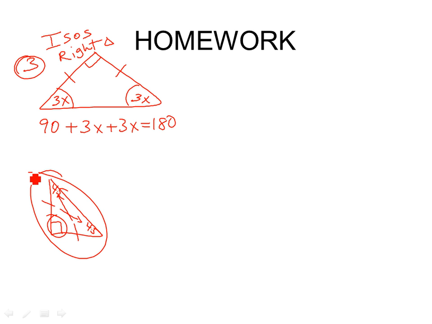What do you know that each of these two angles have to equal? 45. So what could you just set up? 3x equals 45. Divide by 3. What's x equal then? 15. Now, if that didn't make any sense to you, could you solve this equation right here and find x? Yeah, go right ahead. Guess what it's going to give you? X equals 15. Number 4.